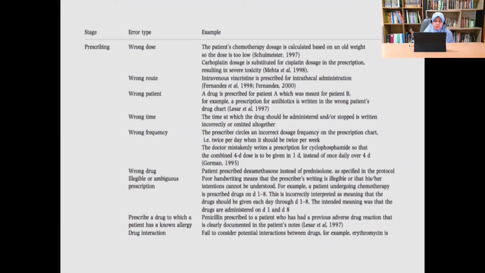Okay, these are some examples of prescribing errors. For example, wrong dose. When the pharmacist prepared the cytotoxic drugs, the carboplatin dosage was substituted with the cisplatin dosage, resulting in severe toxicity. This was published in a publication in 1998.